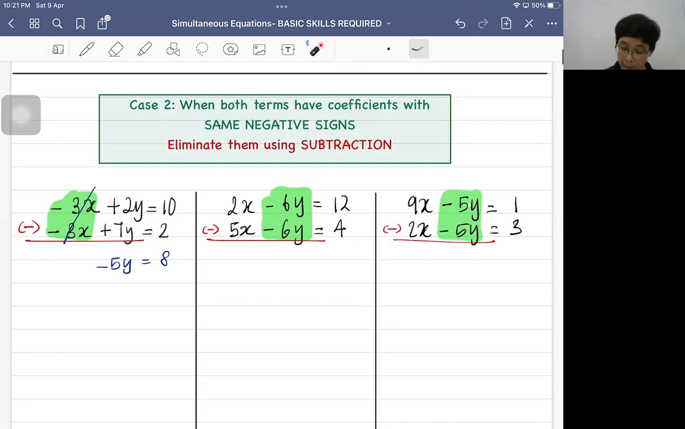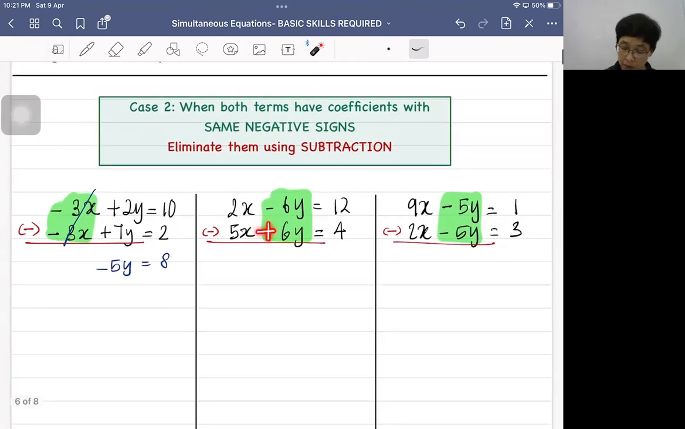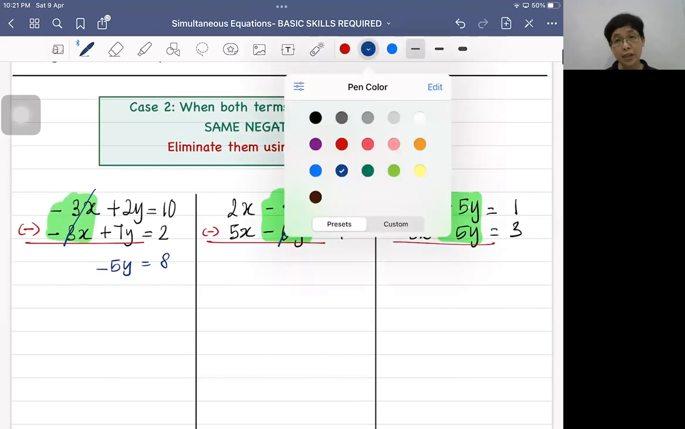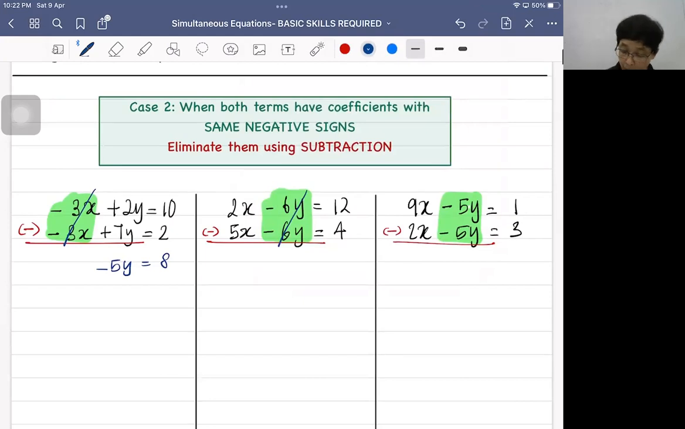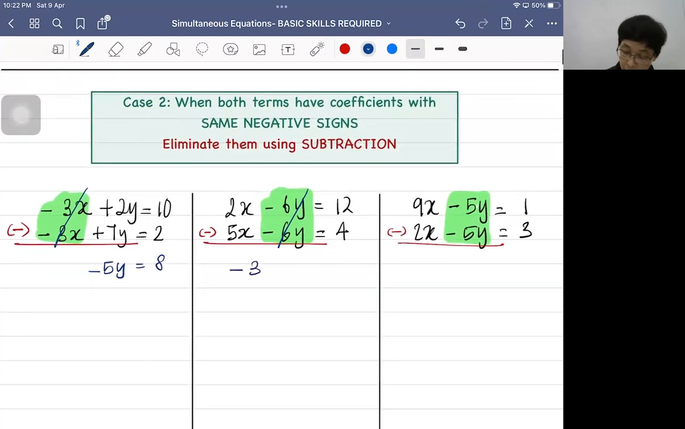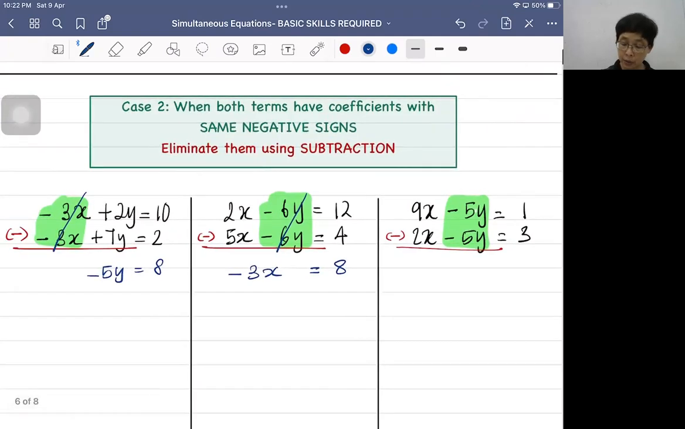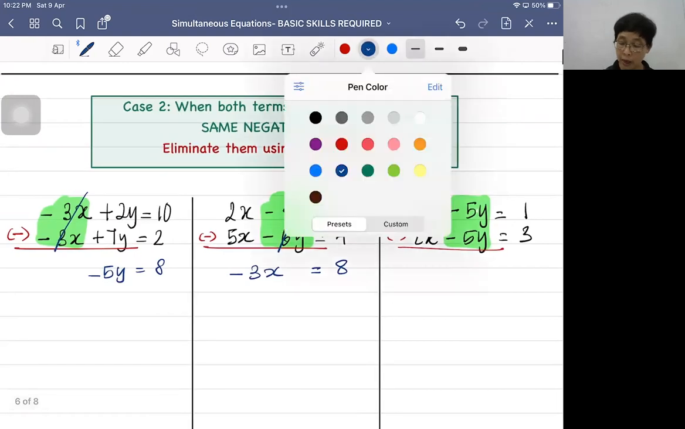Then how about here? Minus 6 minus minus, again, becomes positive. So you eliminate the 6y altogether. And again, the sophisticated simultaneous equation has now become a simple one unknown equation.